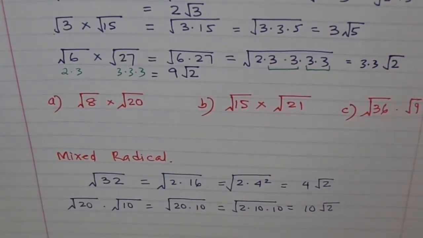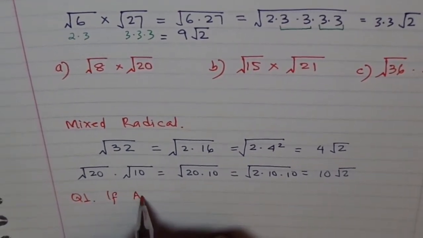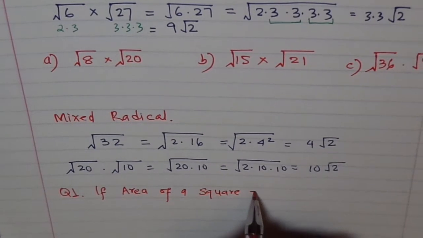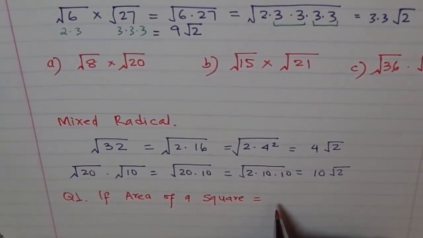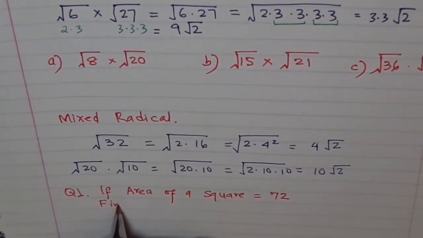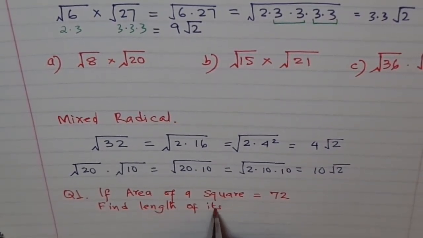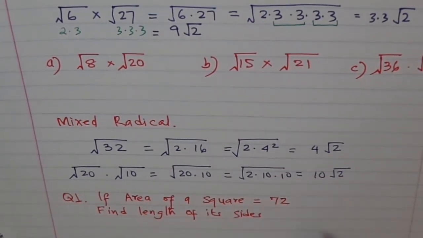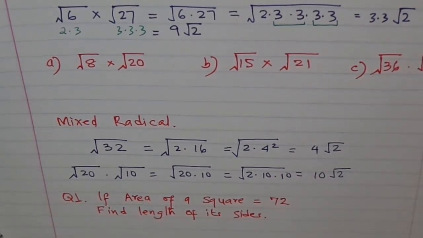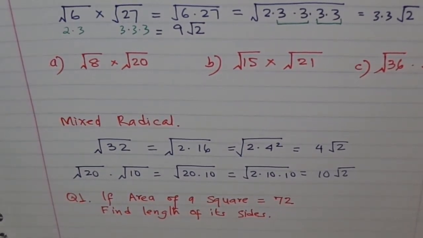Okay. Now the question for you is, if area of a square equals to, let's say, 72, find length of its sides. Okay, so length will be what? Square root of 72. So basically you have to find square root of 72, right? So if you are given area of a square, then side length will be square root of that number, right?